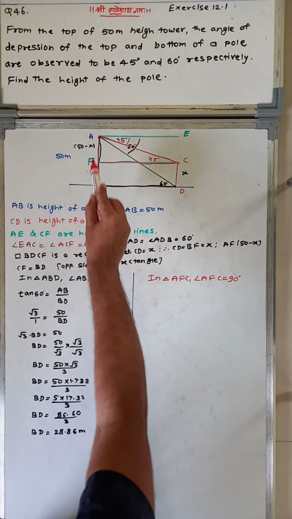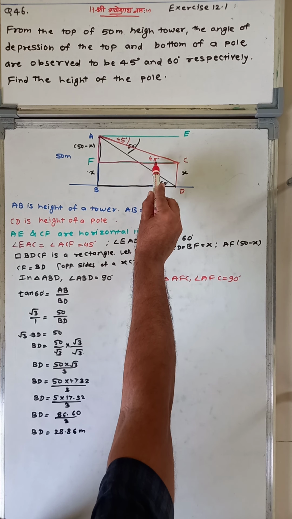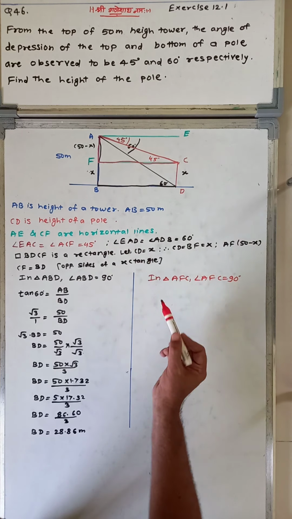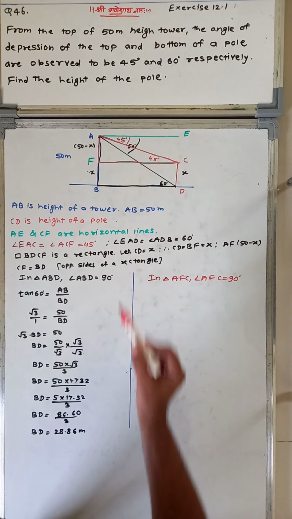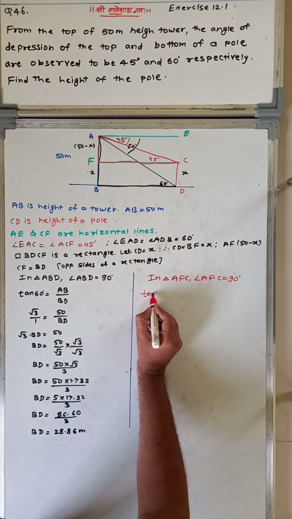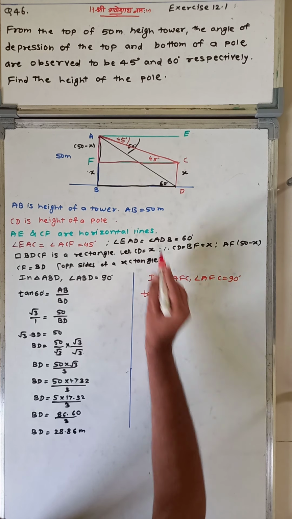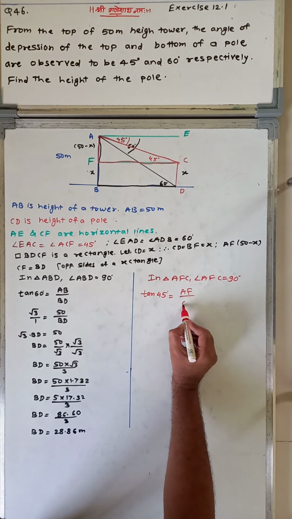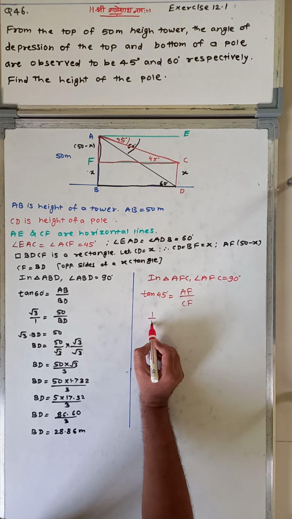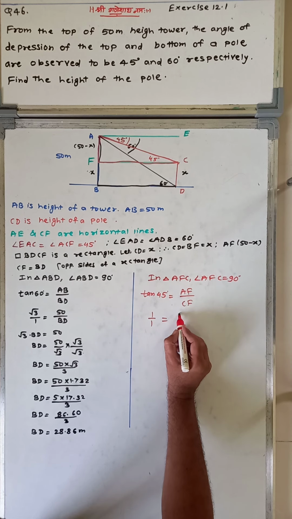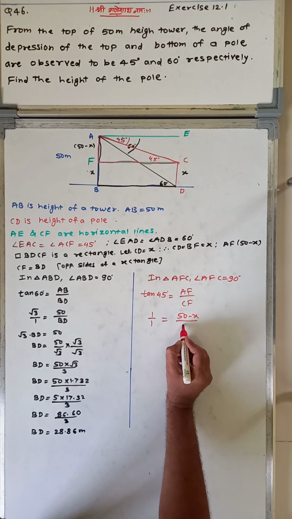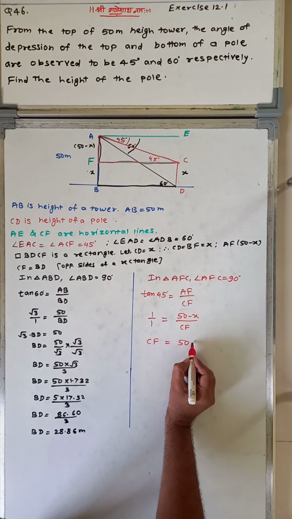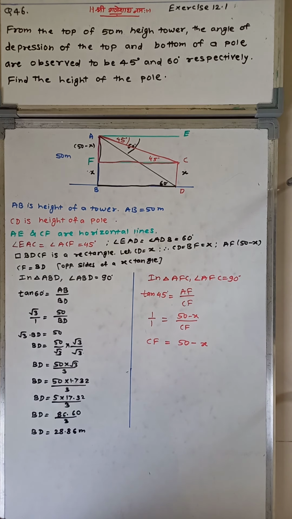In the triangle AFC, we know angle C is 45, we know opposite of 45 is AF, we have to find CF. Then ratio related to opposite and adjacent is tan. Tan angle 45 degree equals to opposite side of 45 is AF and adjacent side of 45 is CF. We know tan 45 means 1 upon 1. AF is 50 minus x upon CF. Then do cross multiplication. CF is equals to 50 minus x.